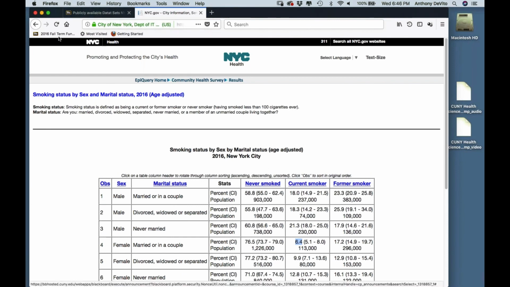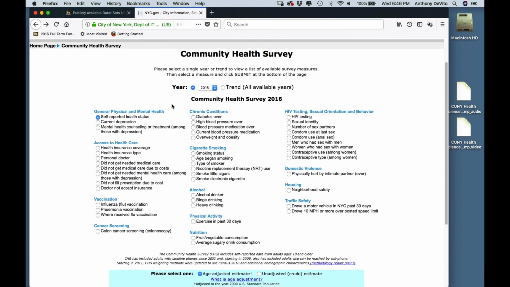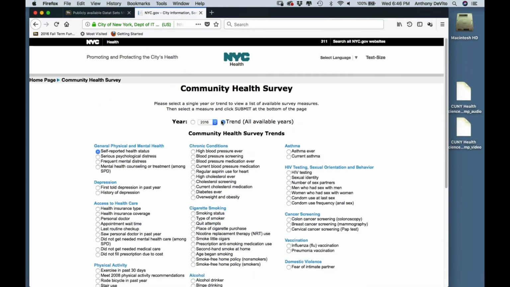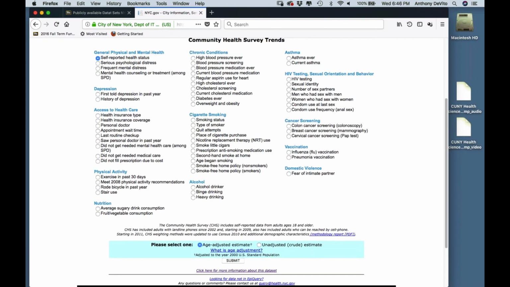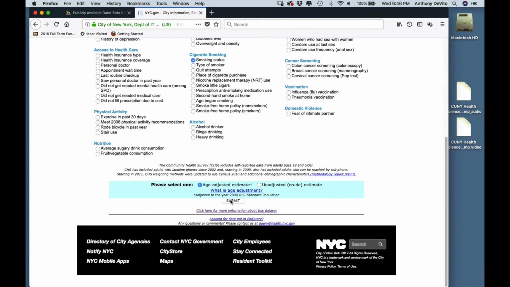And the other thing you can do as well is I'm going to go back here. I'm going to take a look at trends. Let's take a look at a trend, and let's see what smoking has been like in New York City since 2002. Notice only data up to 2016, because it takes them time to do the surveys and analyze all this information. I'm going to submit. Let's see what smoking did over this period of time.